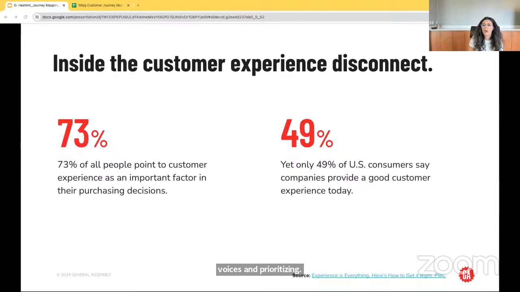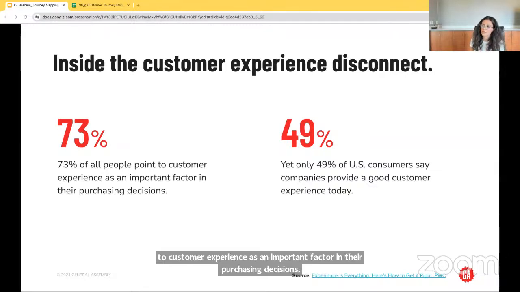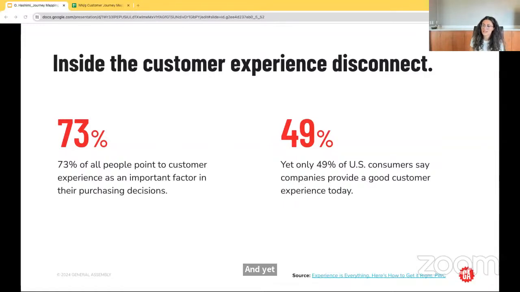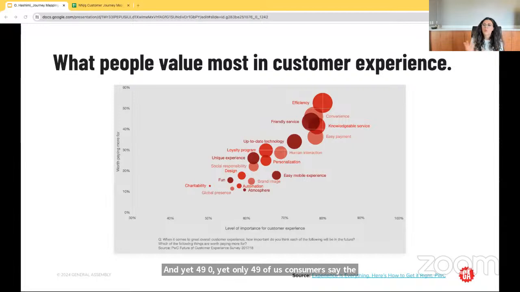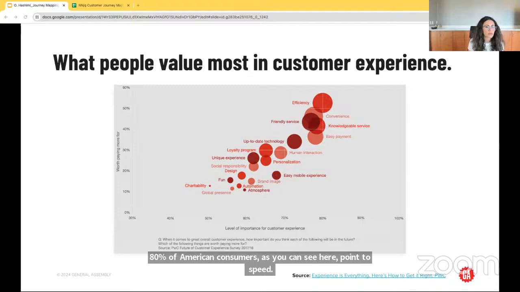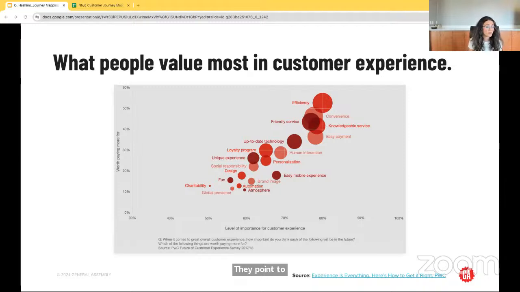So 73% of all people point to customer experience as an important factor in their purchasing decisions, and yet only 49% of US consumers say that companies provide a good customer experience today. That's a huge market to tap into. Okay, what do people value most in customer service? So nearly 80% of American consumers, as you can see here, point to speed. They point to convenience, they point to knowledgeable service and helpful service. These are the most important elements of a positive customer experience.